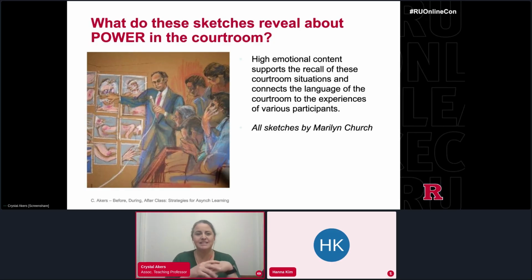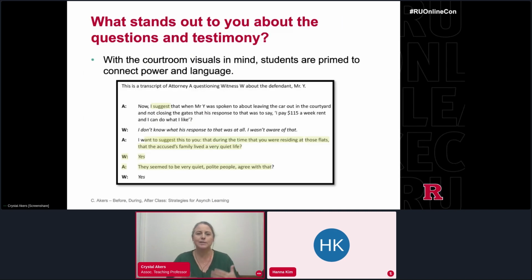Jury looks surprisingly interested. Yeah, I think they're shocked, horrified. I don't know. But yeah, I'm glad they're paying attention if they're members of a jury. All right, so the next piece of this priming activity was to then take a look at a short excerpt of witness cross-examination and just comment on what stands out about the language of questioning and testimony.